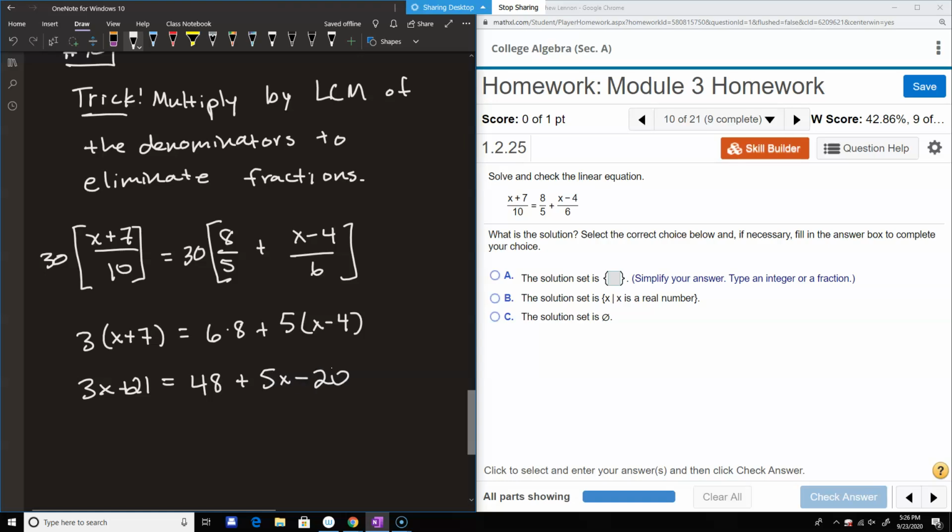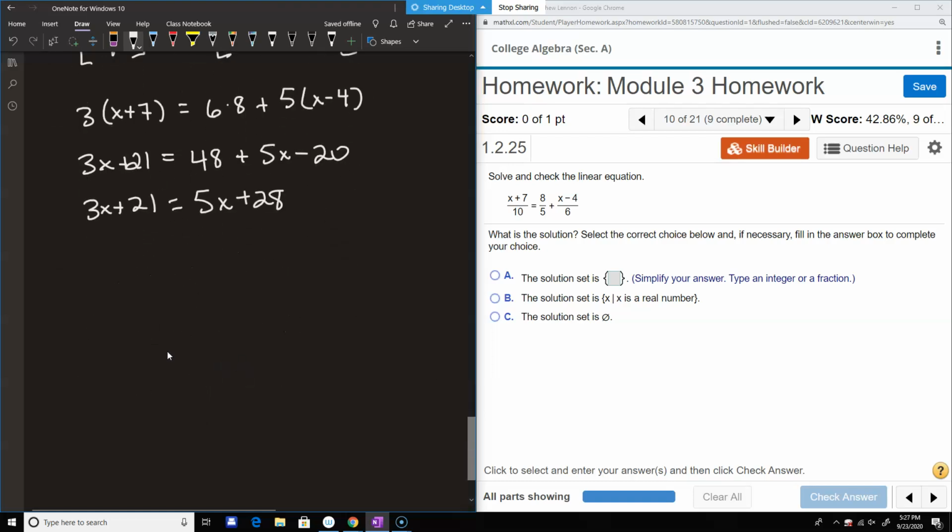Okay, so 48 minus 20 is going to be 28, so we're left with 3x plus 21 equals 5x plus 28. And then we want to get the numbers on one side and the x's on the other side. So just to keep things simple, I typically like to leave the coefficient of x positive if I have a choice, if that makes sense. So here, since I have 5x and 3x, you want to subtract the smaller one. So I'm going to subtract 3x from both sides. That will move my x's to the right-hand side. So I subtract 3x.